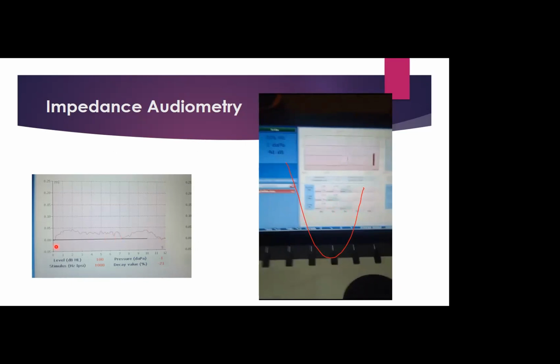Similarly, in the other one, we can see that the tone is given continuously for 10 seconds. The contraction of the stapedius muscle has to be sustained for all the time in case of a normal ear. But if it reduces by 50% in the first 5 seconds only, it may be indicative of retrocochlear pathology.